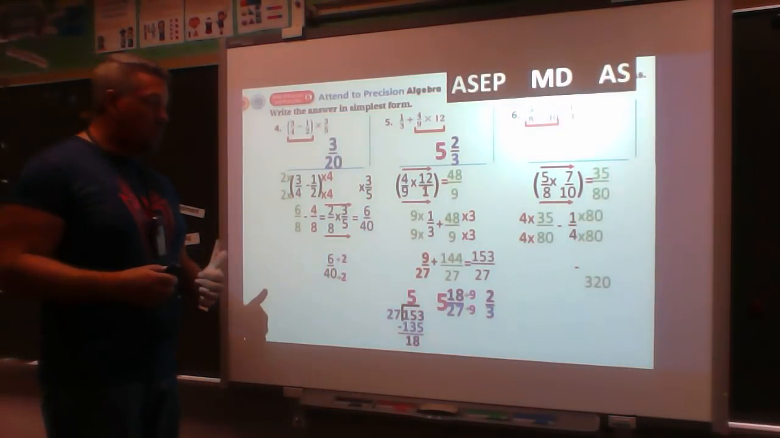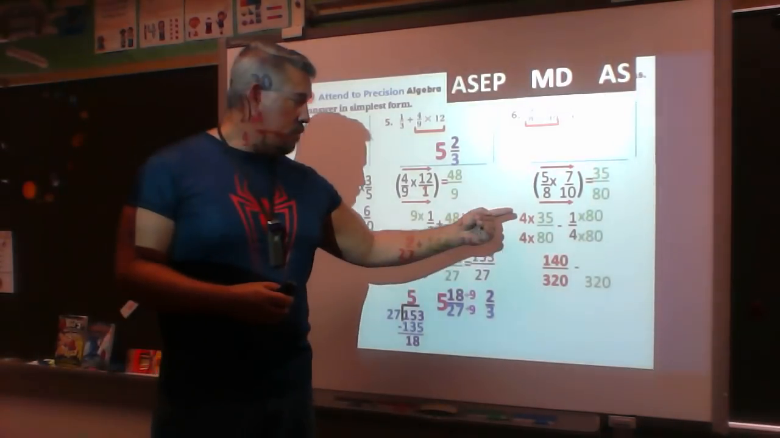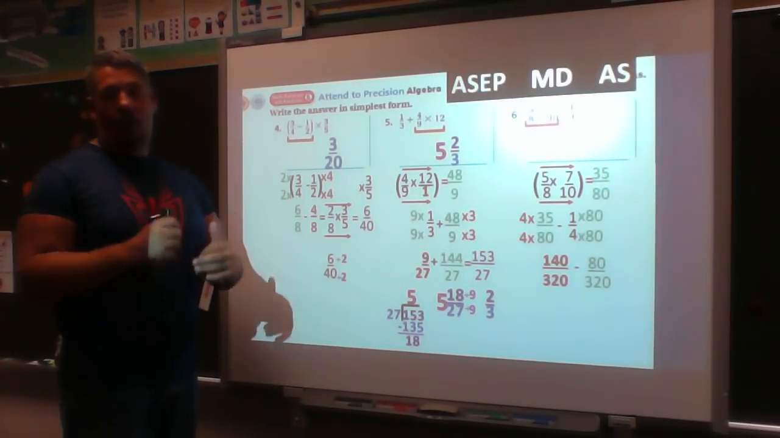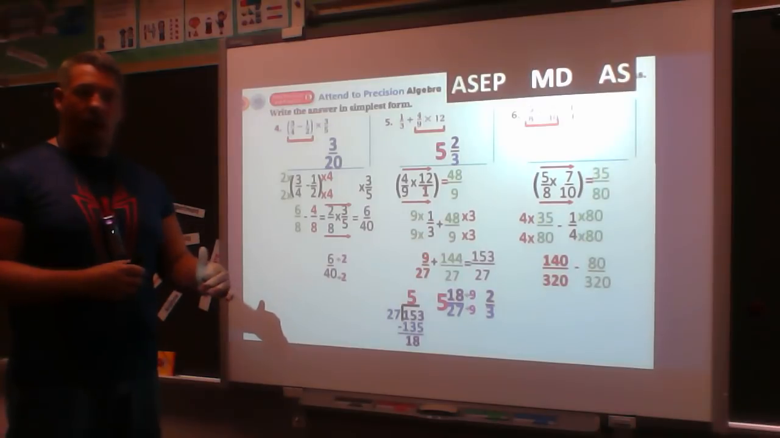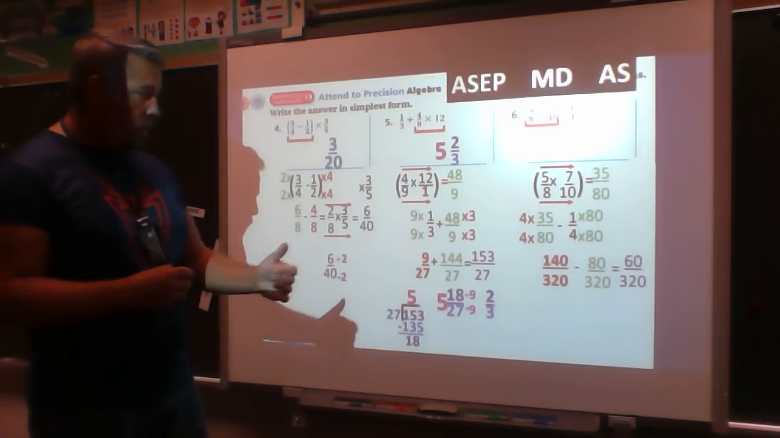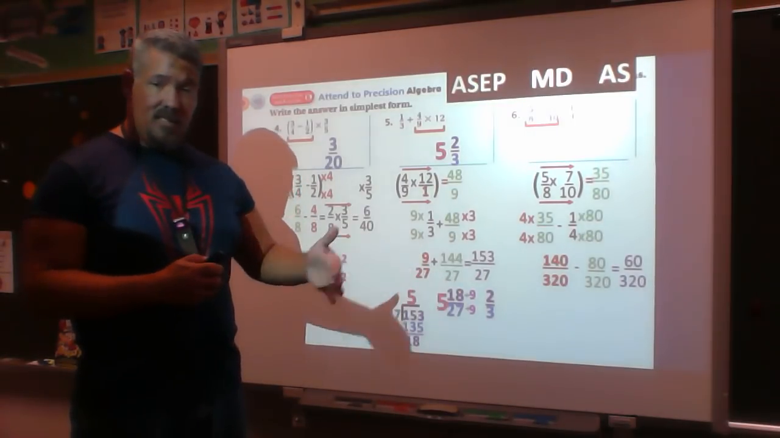So when I do that multiplication, I get denominators of 320. 4 times 35 is 140, and 1 times 80 is 80. Now I can subtract. I keep my denominator anytime I add and subtract, so I know my denominator is 320. And then when I type into my handy dandy calculator 140 minus 80, I get 60.